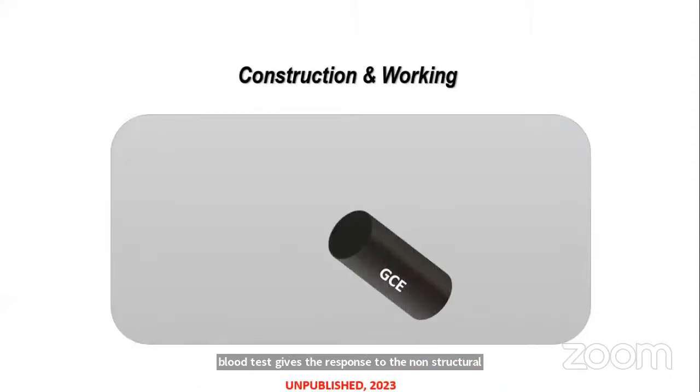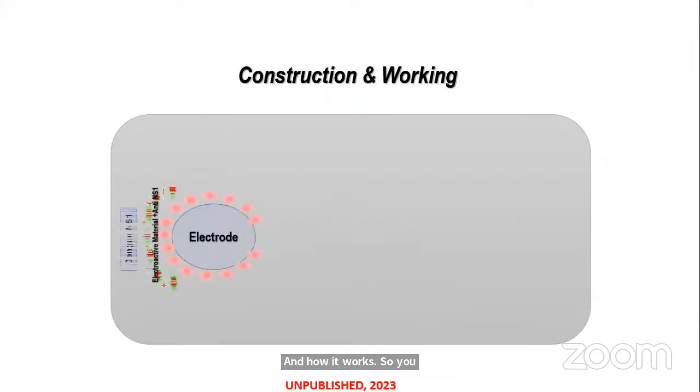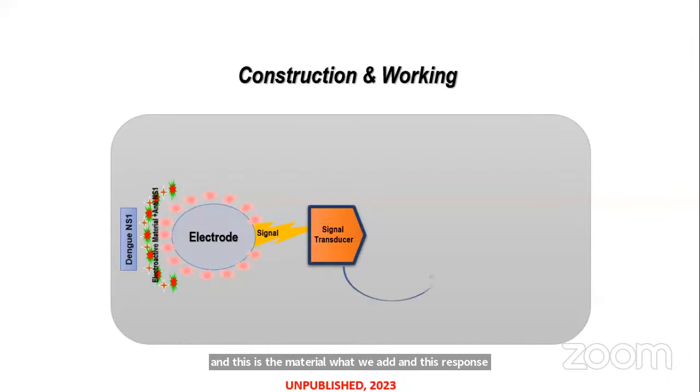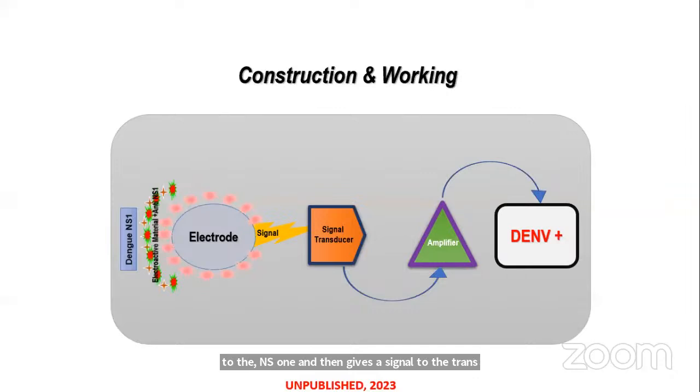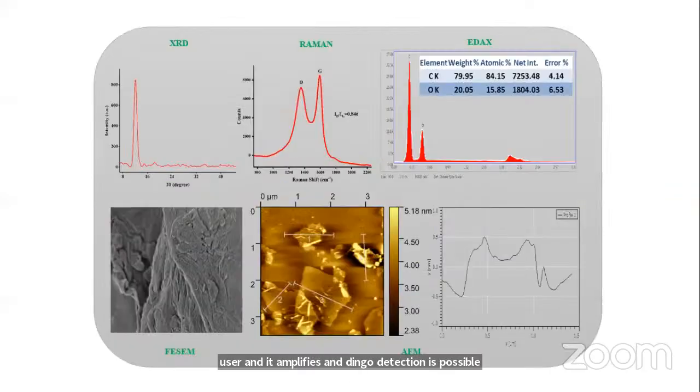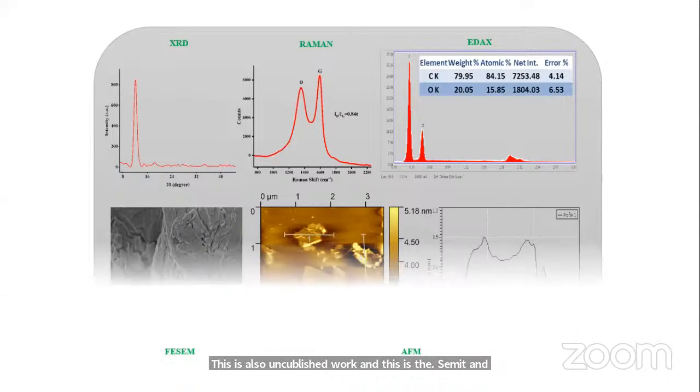And how it works. So you have a glassy carbon electrode, and this is the material that we add, and this responds to the NS1, and then gives a signal through the transducer, and it amplifies, and dengue detection is possible. This is also an unpublished work, and this is the SEM and AFM results of the material.